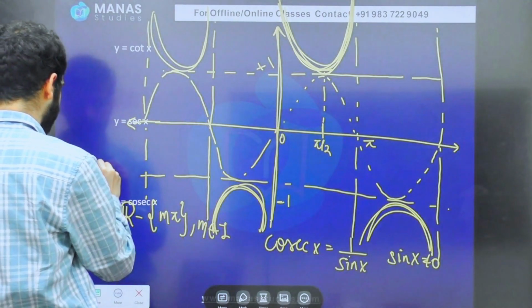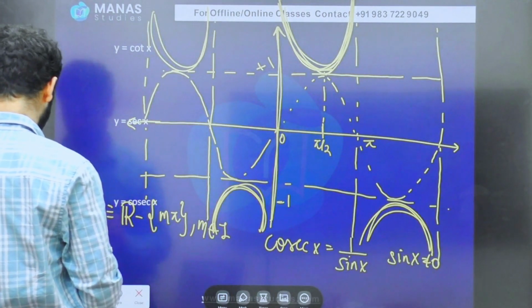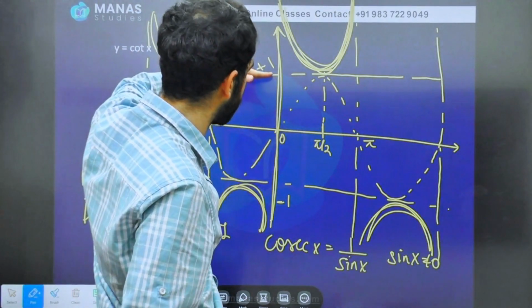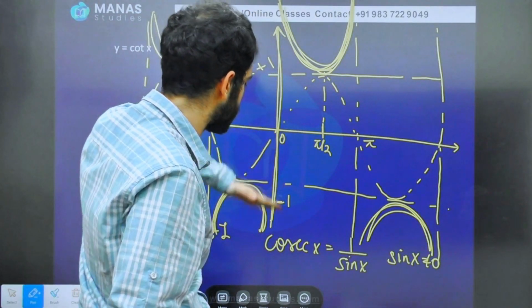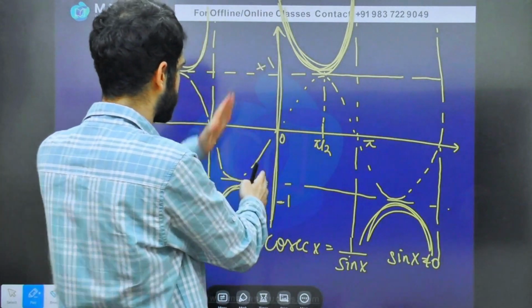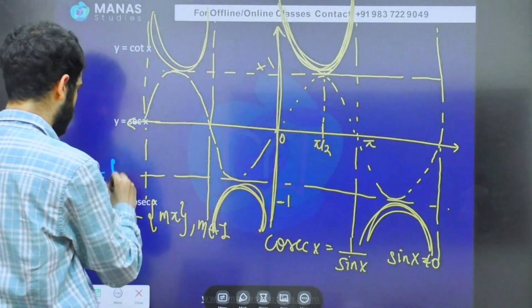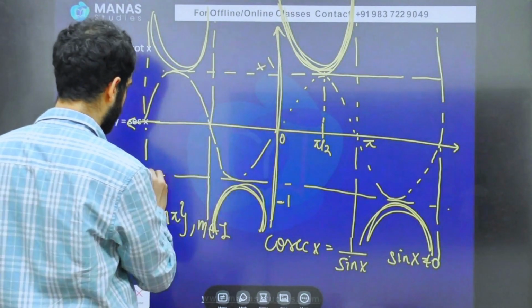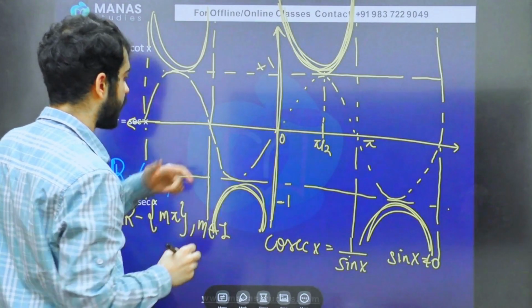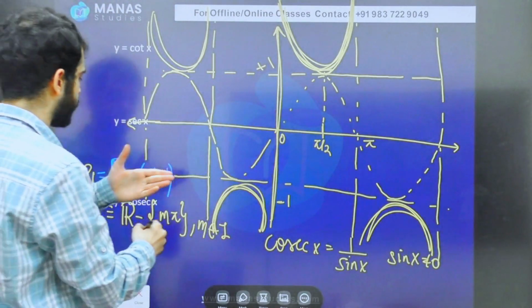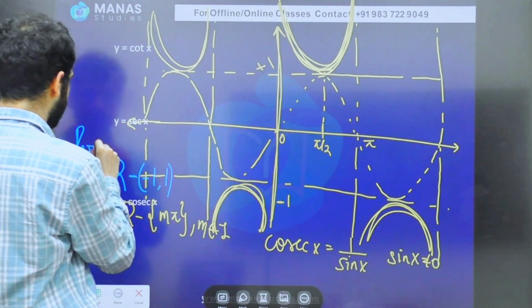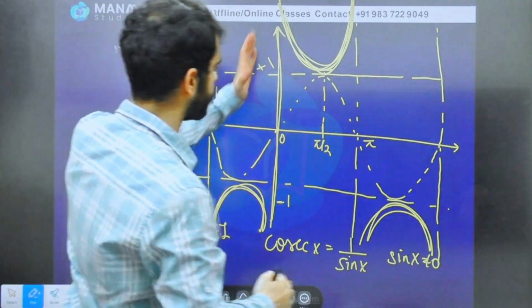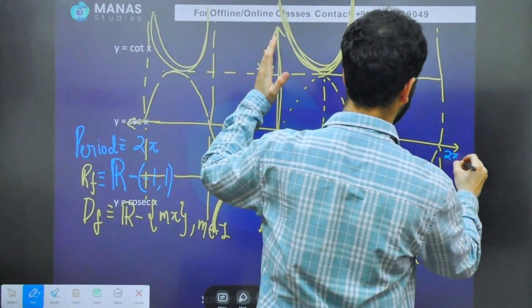Range of the function is going to be all the values from plus 1 to plus infinity, then from minus 1 to negative infinity. That is all real numbers excluding the interval minus 1 to 1. So it will be a set of all real values excluding what? Minus 1 to 1. But as we can see, minus 1 and 1 are included in the range, so we don't have to exclude them. And as we can see, the period is going to be the same as sin x, that is 2 pi, because the graph repeats itself after an interval of 2 pi.